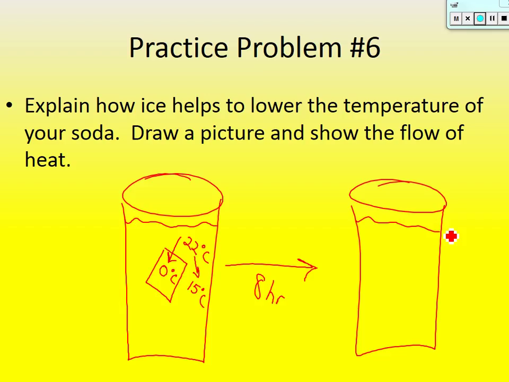If the temperature in this room was 22 degrees Celsius, what temperature is your soda going to be at? 22. Well, it was at 15, but because the temperature in the air is higher, heat is going to go into the soda until it reaches this equilibrium point, and your soda will end up at the same temperature as the air in the room. When you think about these problems, guys, heat is always flowing from a high temperature to a lower temperature. It's always flowing. Anyway, that's how ice works and how it helps lower the temperature of your soda.